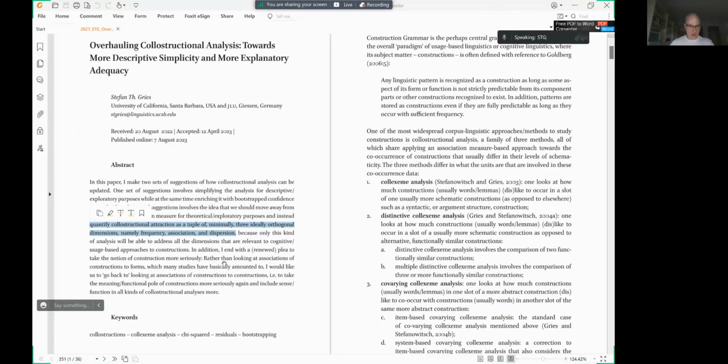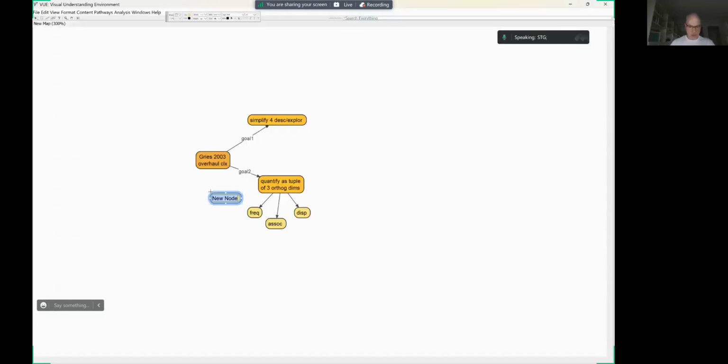So let's see what else. Because only this kind of analysis will be able to address all dimensions relevant to cognitive usage-based constructions. Okay, so this is the reason why we do this. So let's just add this note here.